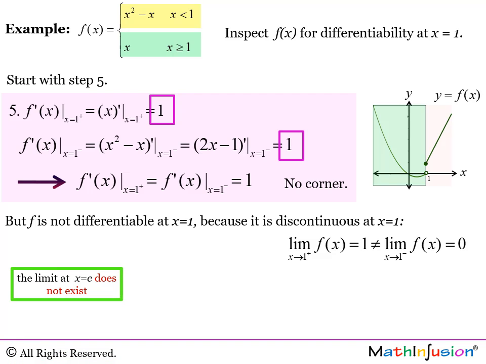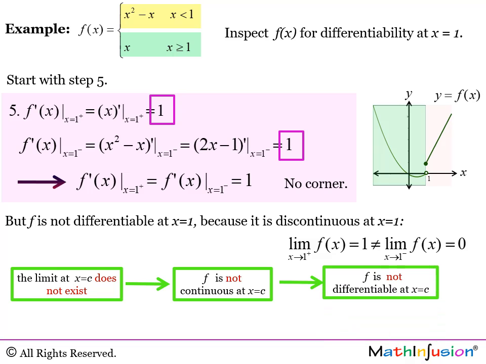Obviously, we have this theorem, or this was a conclusion from a theorem, that if the limit does not exist, then the function is not continuous, and then it cannot be differentiable at x equals c.